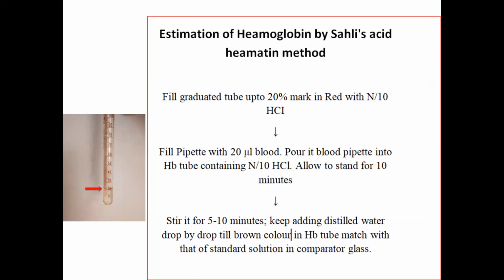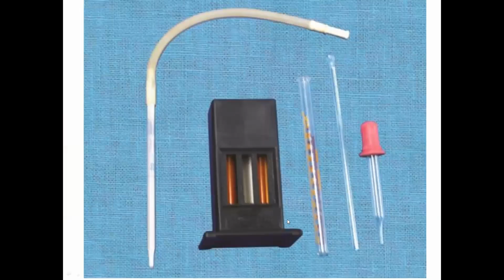Now allow it to stand for 10 minutes so that the HCl will react with the hemoglobin. After the 10 minutes only, you will start adding the distilled water. Now, till when do you have to add the distilled water? Till the brown color of the Hb tube, this graduated tube, matches that of the standard solution comparator glass. This is the comparator glass.